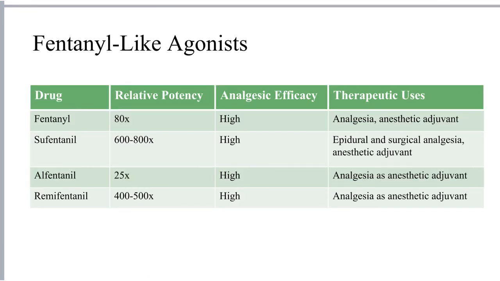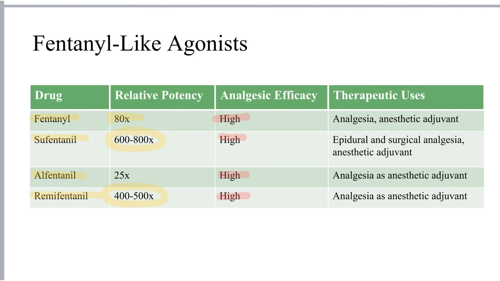The next group of opioid agonists are the fentanyl-like agonists. These are drugs including fentanyl and some derivatives, sufentanyl, alfentanyl, and remifentanyl. They differ structurally from morphine, and as you can see, they also differ by their relative potency to morphine. Fentanyl is about 80 times more potent than morphine, and the derivatives sufentanyl and remifentanyl are on the order of 500 times more potent than morphine. All the fentanyl-like agonists are considered high-efficacy analgesics.